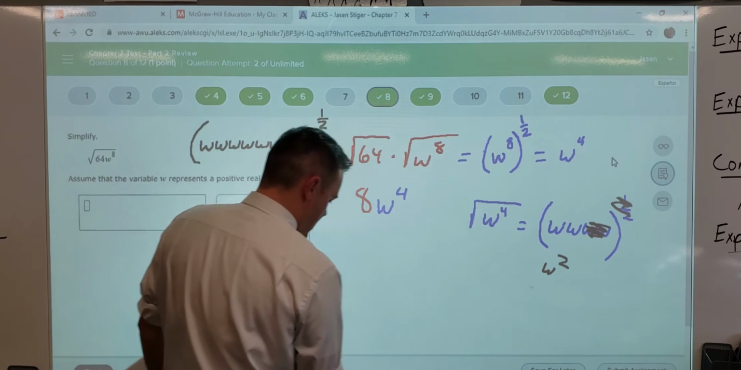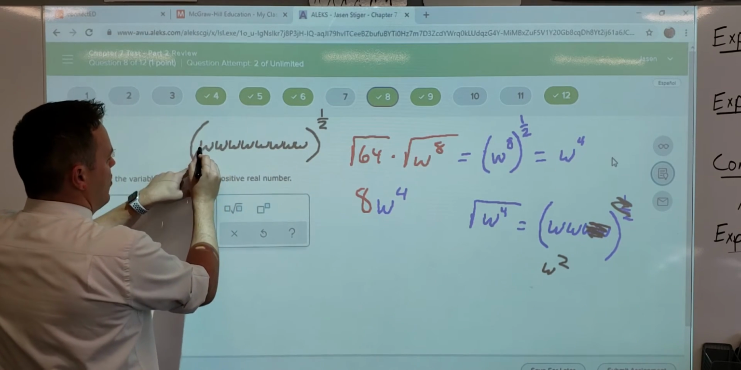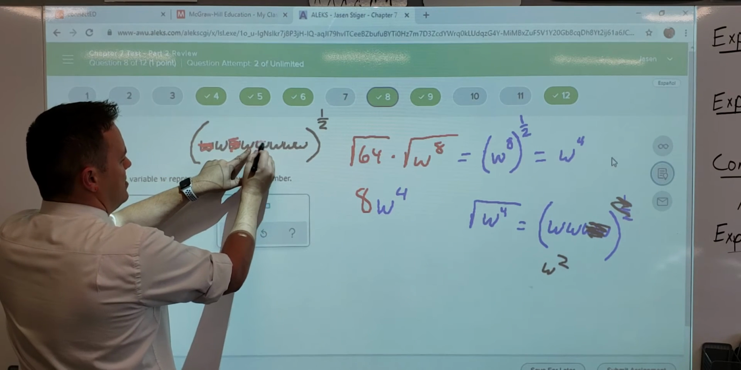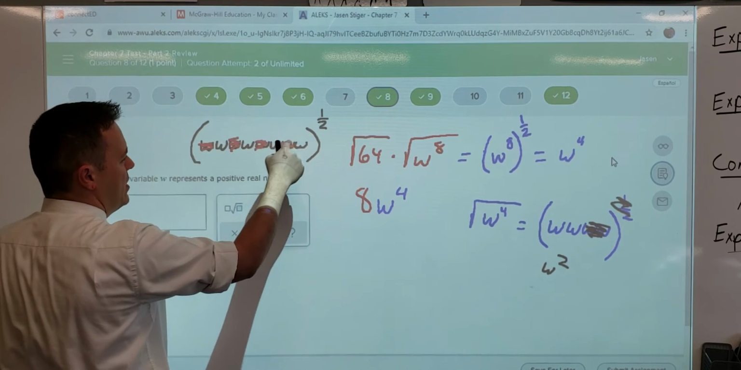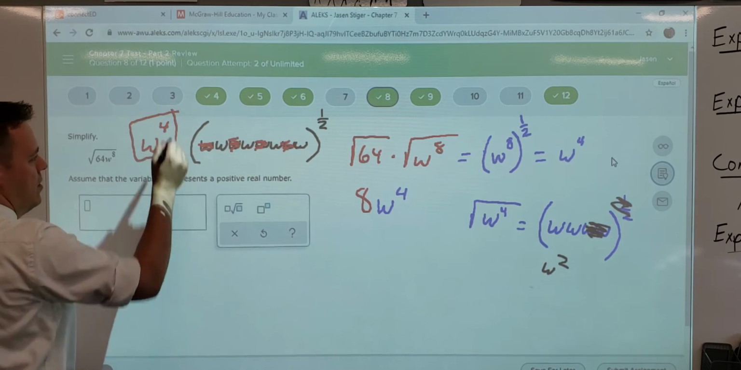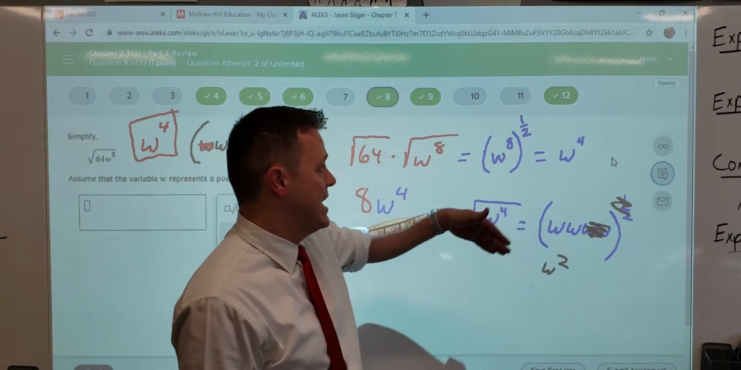So what you're doing is what? You're taking half of these exponents. So if I take 1 here, I leave 1. Take 1, leave 1, take 1, leave 1, take 1, leave 1. How many do I got? 1, 2, 3, 4. Hopefully you guys understand that. Square root means you're taking half.